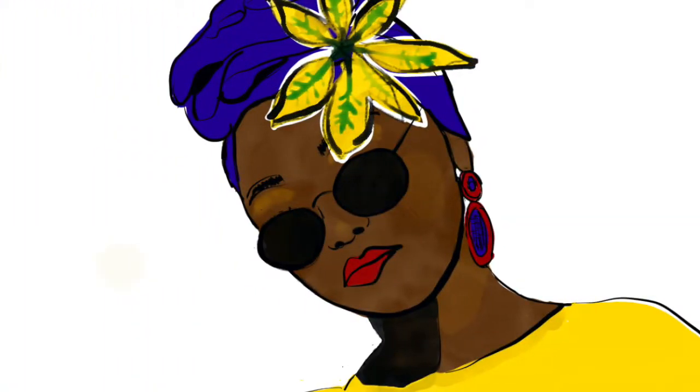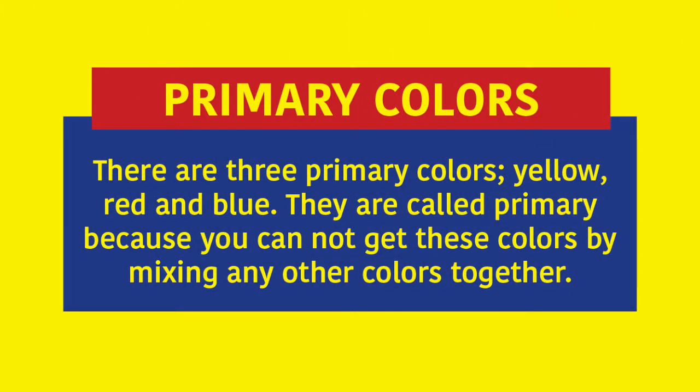Color and color theory form the foundation of art as well as design. Colors can be blended, tinted, and shaded. When you think of the color wheel, it is broken up into many different tiers. The first tier is primary colors. Primary colors consist of yellow, red, and blue. They are called primary because you cannot get these colors by mixing other colors together.